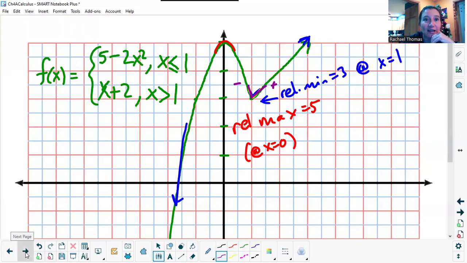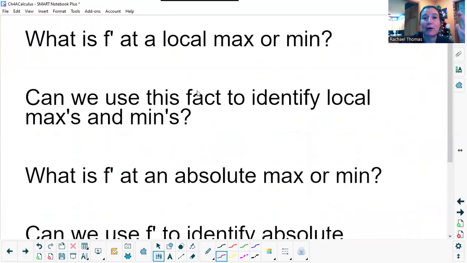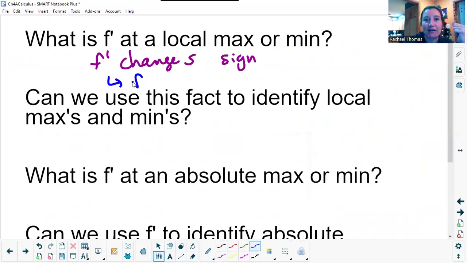So what can we say about f prime at a local max or min? F prime changes sign. And if f prime changes sign, that means that f prime equals 0 or is undefined. Can we use that fact to identify local maxes and mins? Absolutely.